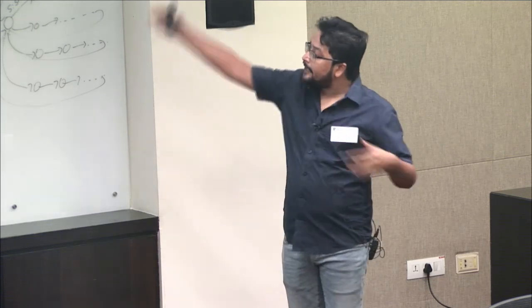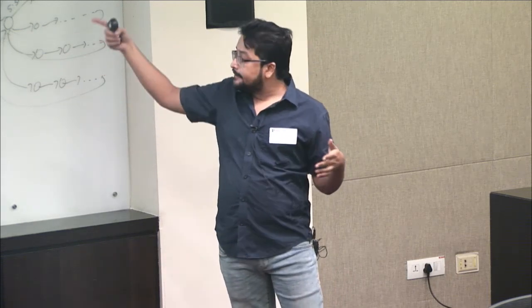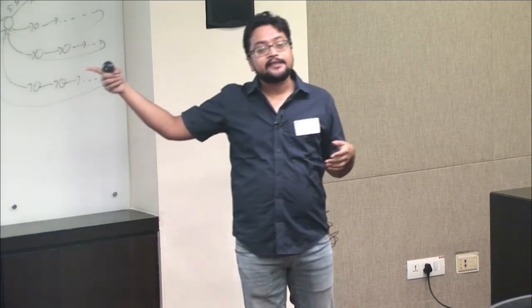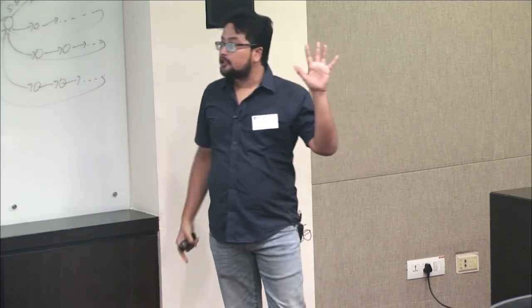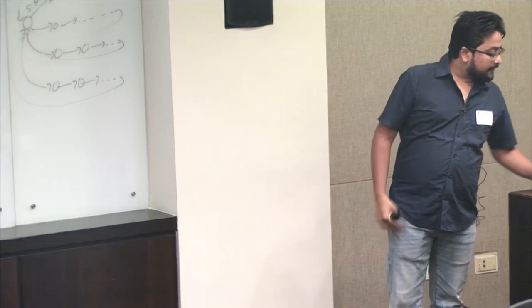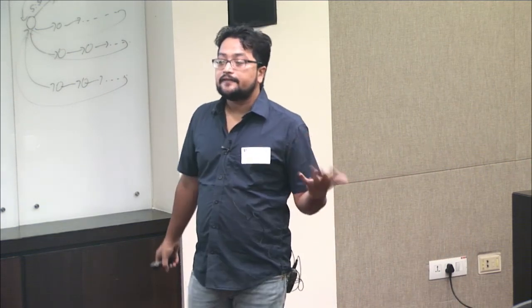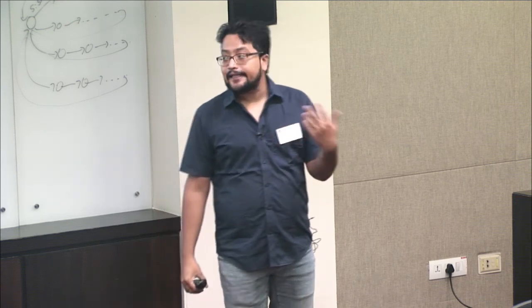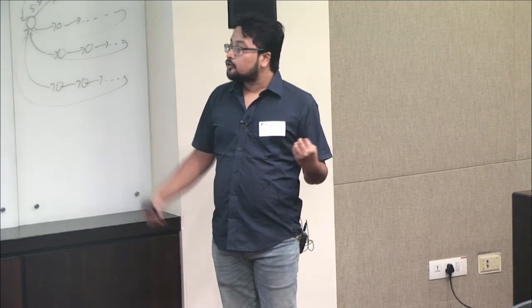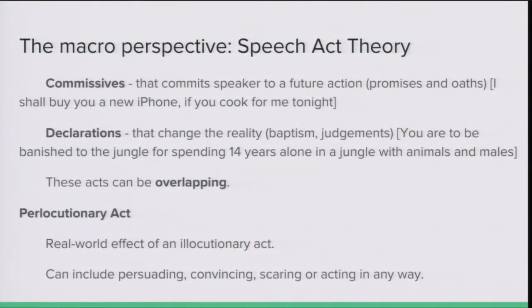It's a long list of illocutionary acts. The list that I'm giving you here is given by Searle, so there are only five illocutionary acts in his typology, but you'll find a lot of literature which does much more than that. The third and last one is the perlocutionary act, which is the real world effect of what you have said. It can include a lot of things: persuading, convincing, scaring, acting in a certain way.